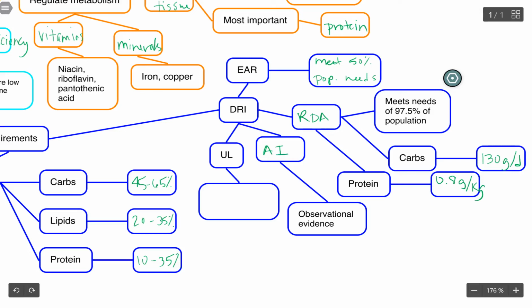And then our last one here is known as the tolerable upper intake level. This is the highest level before toxicity sets in. That's our ceiling.